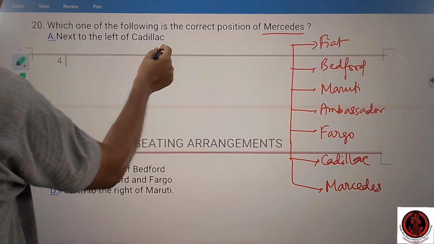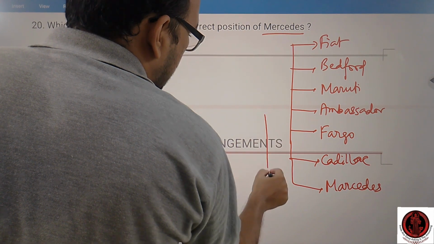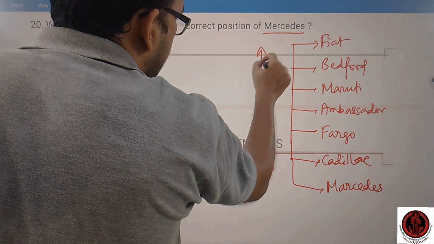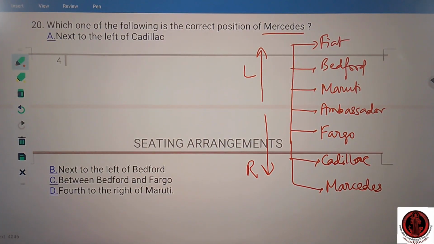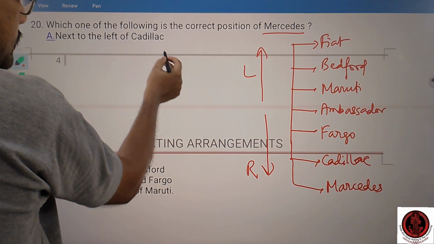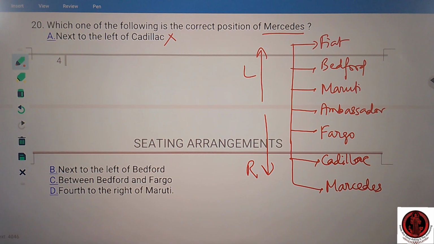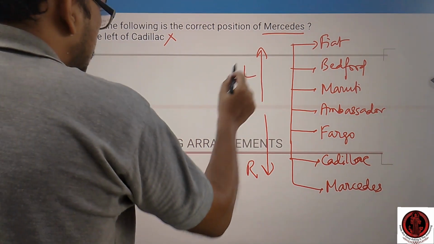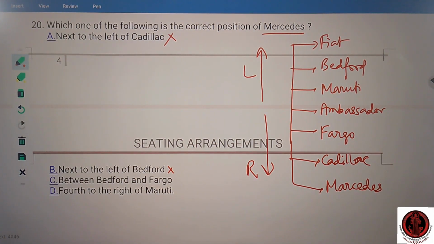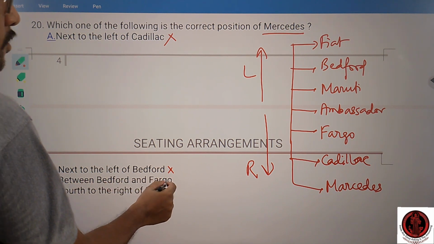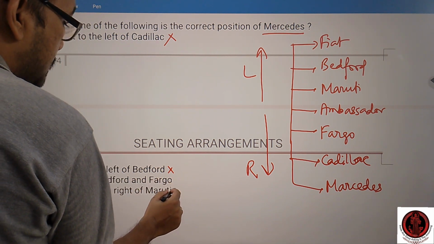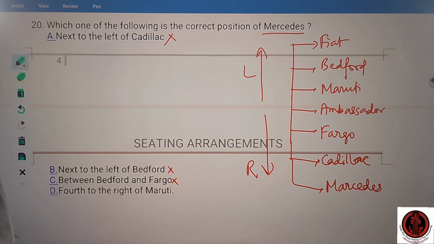First one, next to the left of Cadillac. Left is the upper one, the lower one is right. So next to the left of Cadillac is not Mercedes, wrong. Next one, next to the left of Bedford, wrong. Between Bedford and Fargo is Fargo, not Mercedes, not there.